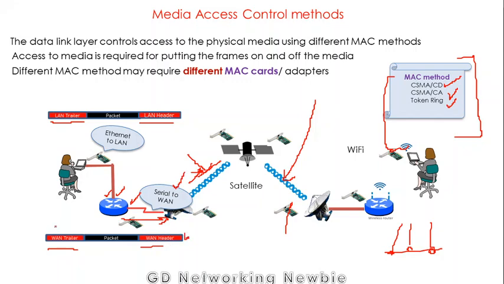So the header and trailer actually depend on the media type which is being used to transmit the data. If it is on the local area network or Ethernet, then we use a LAN header and LAN trailer. But if we have a WAN or serial connection, then we use a WAN header and WAN trailer. And this will happen at every segment until the message is received at the final destination.